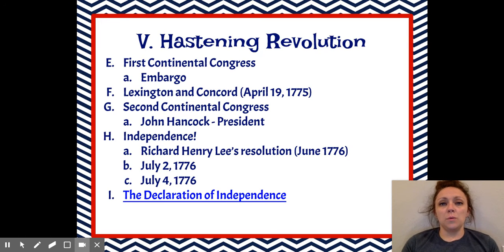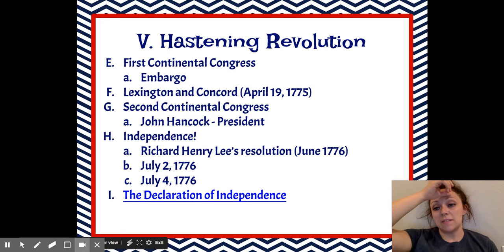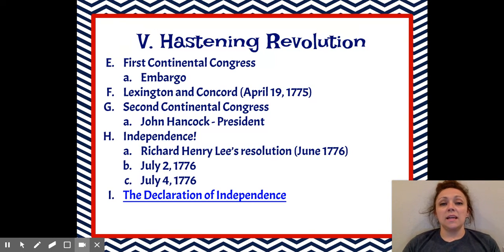Richard Henry Lee, who was a Virginian, submitted what's called his resolution in June of 1776. And basically, it was the proposal that we should go ahead and sever our political ties from Great Britain, that we should go ahead and become our own unified country. So this was adopted, and it was actually written and presented to the Continental Congress on July 2nd, 1776. And of course, July 4th, 1776 is when we formally declare independence from Great Britain. And formally, I mean, that's when people actually started signing the document.